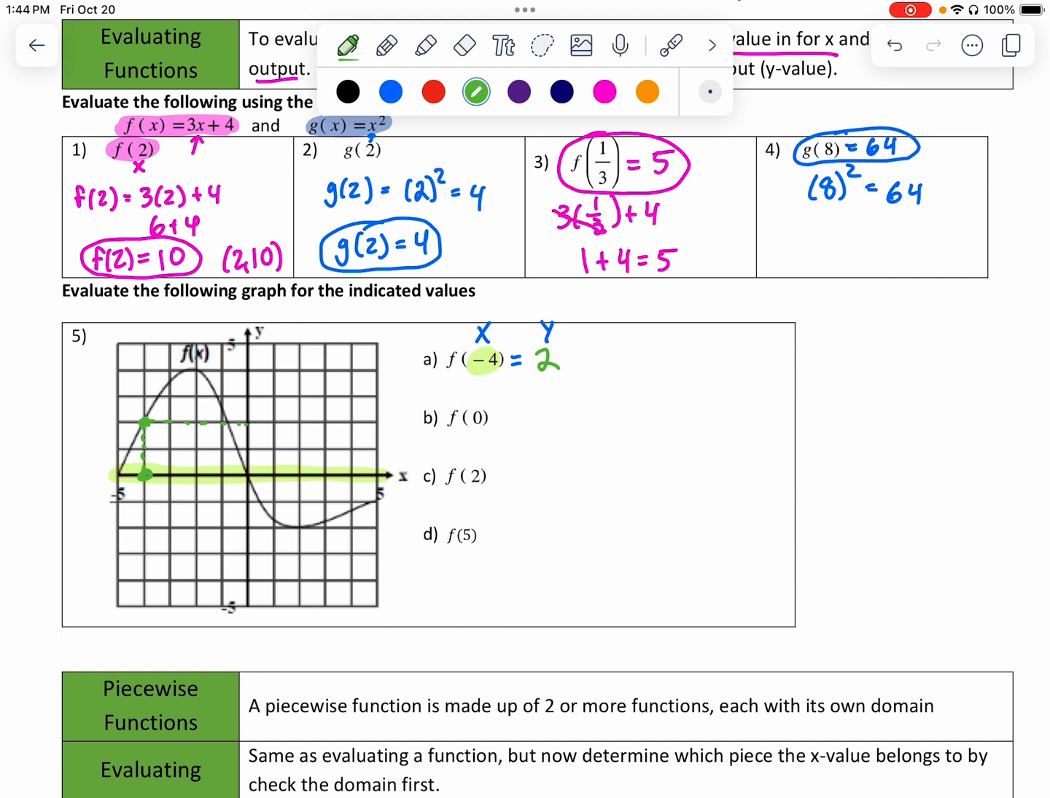The next one says f of 0. Again, 0 is the x, so I go to where x is 0. That hits right on the origin, so the y is also 0. For f of 2, the x is 2, so I go to where x is 2 and trace to where it touches the function. That y value is -2. And f of 5, if I go over to where x is 5 and trace down, that's hitting at -1. So y is -1 when x is 5. What each of these represents, like this last one, is a point on the function: the point (5, -1).